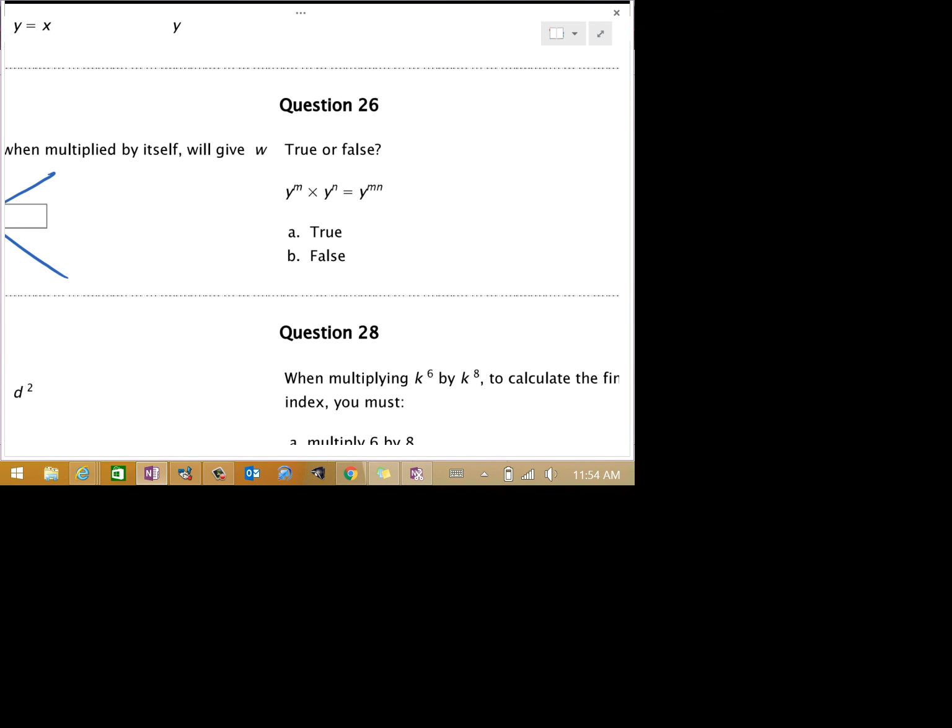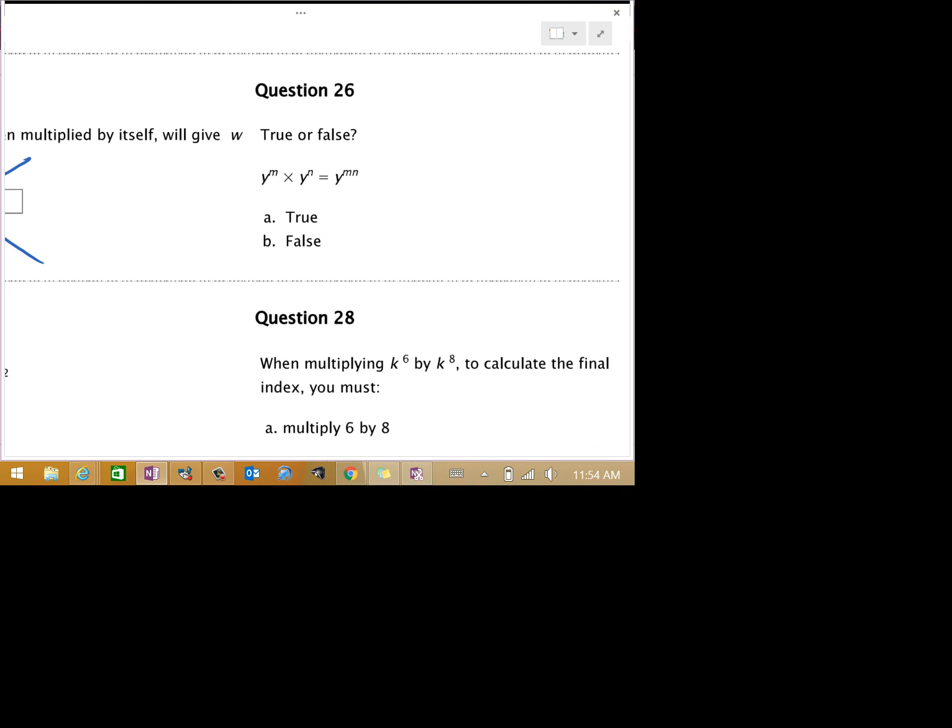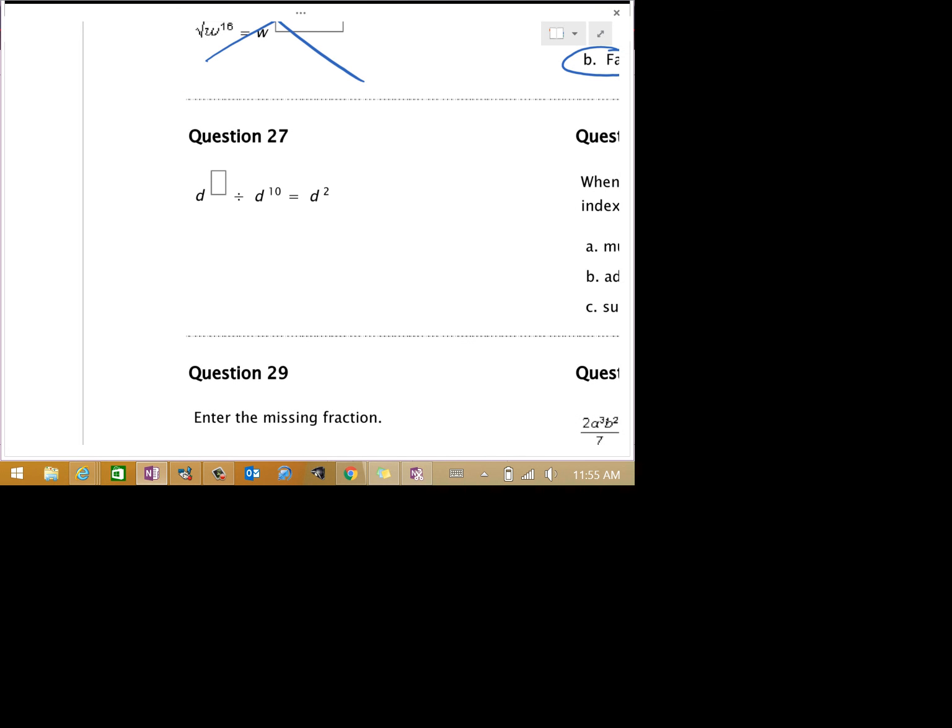Is this true though? No, it's false. What do I do when I have two indices of the same base and I multiply them? What do I do to the powers? I add the powers. So that is false. The answer should be y to the m plus n.